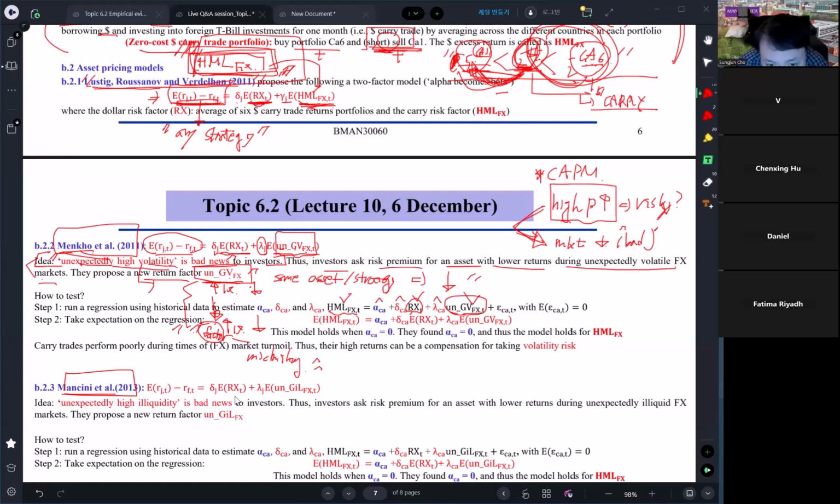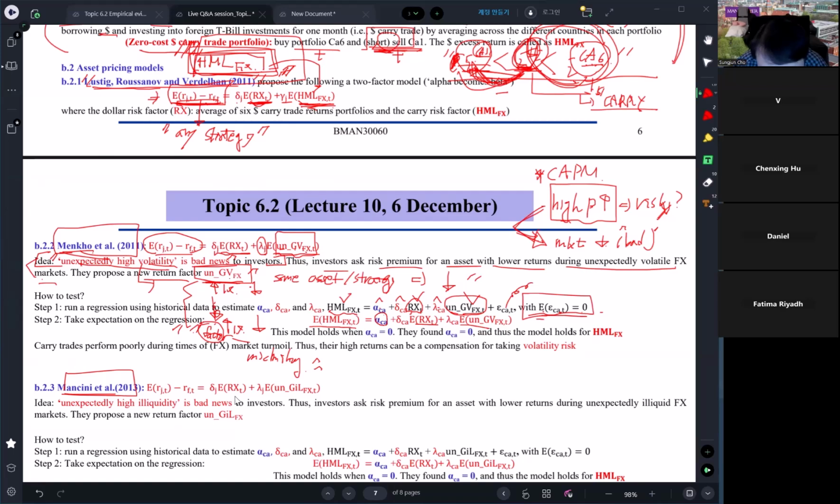And if you take expectation on this one, as I explained a few minutes ago, we always impose these assumptions: the average value of the error is equal to 0. Given these assumptions, after estimating intercept and slope, we can take expectations. Once you take expectation, this epsilon term is going to be gone. And we put expectation here, right? Now, if alpha CA is equal to 0, then what is the meaning of that?